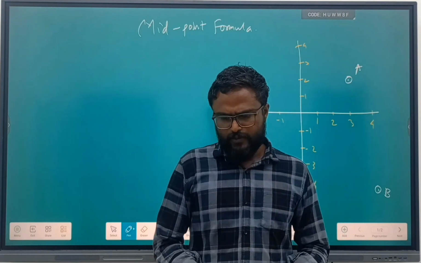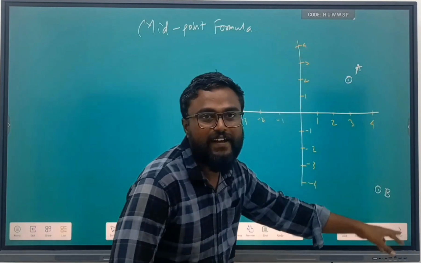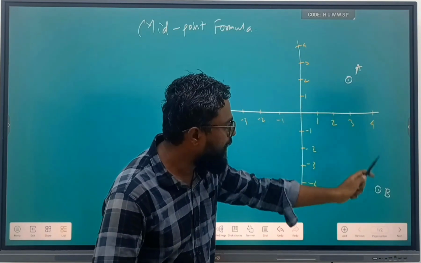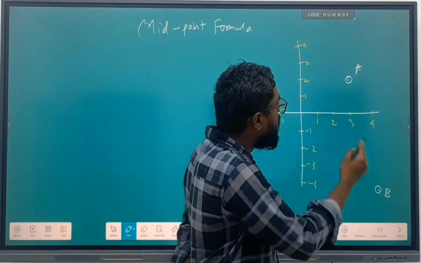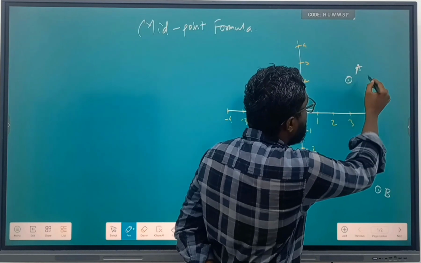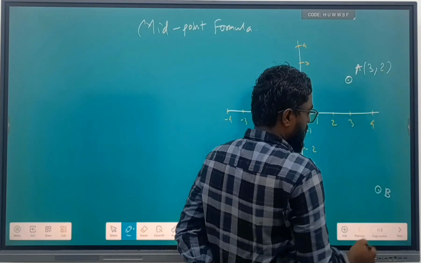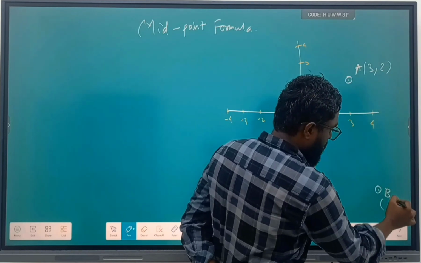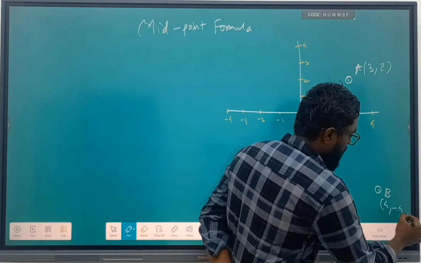So in this topic, we are going to learn how to find the midpoint of two different coordinate points. Now we have taken point A and point B. First, we will find the coordinates of A and B. The x coordinate of A is 3. The y coordinate of A is 2. The x coordinate of B is 4. The y coordinate of B is -4.